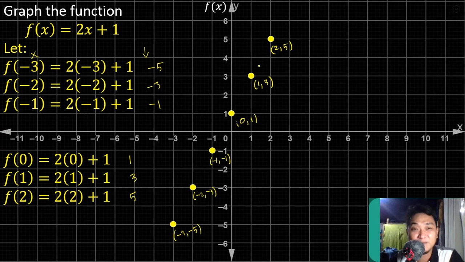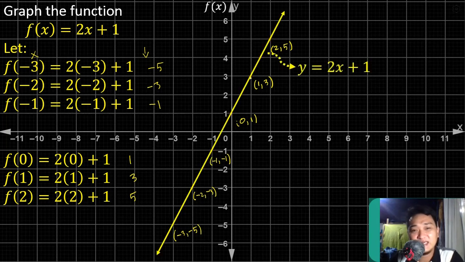Mas maganda kasi pag maraming points, pero ang minimum 2 points. Ayan. So you now have the graph for y is equivalent to 2x plus 1.